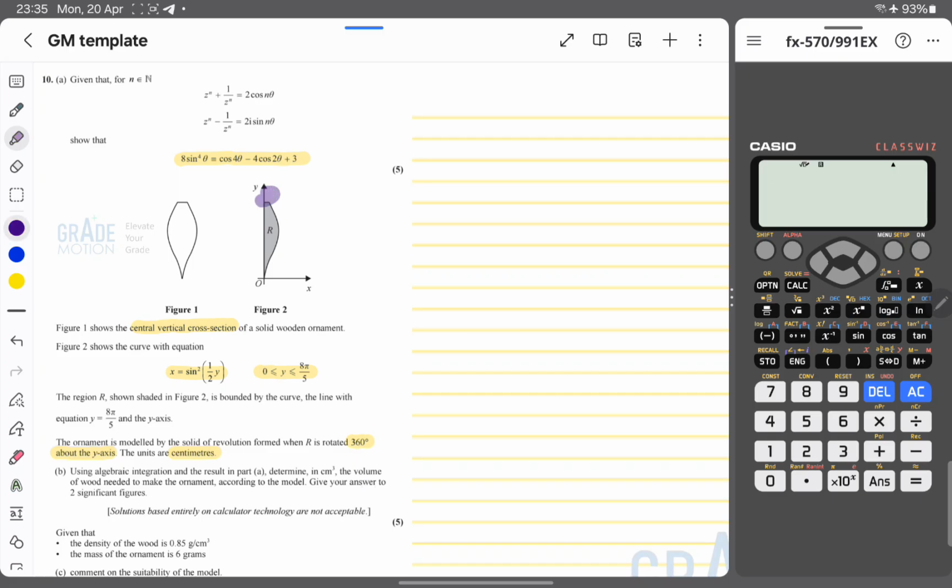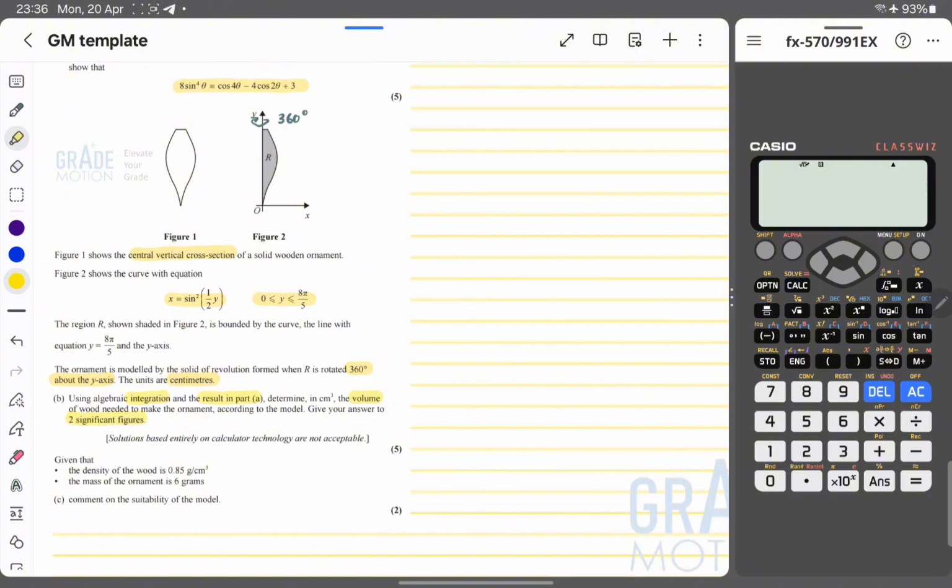So what happened? We are rotating it here 360 degrees. Using algebraic integration and the result in part A, determine in cm cubed the volume of the wood needed to make the ornament. So we want to find the volume by using integration and the result in part A. We want the answer, okay, up to 2 significant figures only. Now moving on to part C, they want us to comment on the suitability of the model given the density and the mass of the ornament.